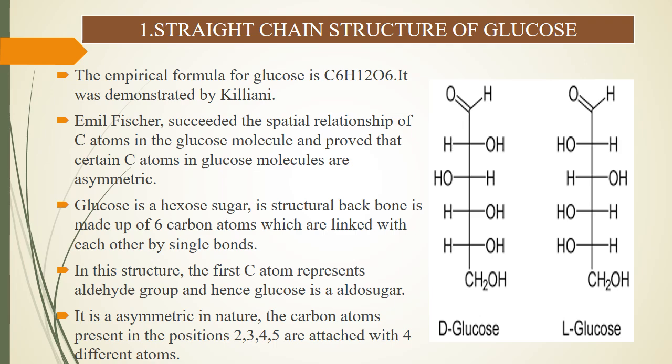Then the functional group of glucose is aldose, because another example of a monosaccharide is fructose. Fructose has the same molecular formula, C6H12O6, but the functional group is different. The functional group of glucose is aldehyde, and the functional group of fructose is ketone. So glucose is also called an aldose sugar, and it is asymmetric in nature. The carbon atoms present in positions 2, 3, 4, 5 are attached with.